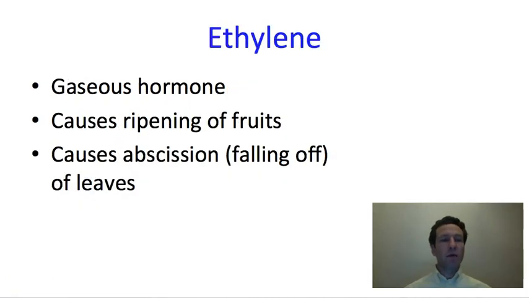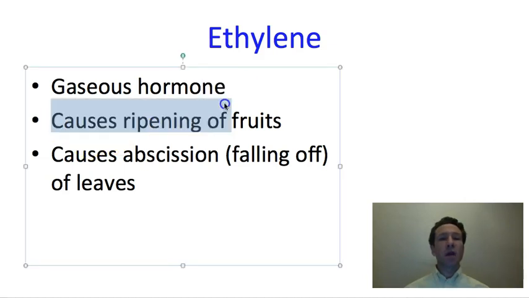And the last hormone that we are going to talk about is ethylene. Ethylene is a gaseous hormone, which is unlike all of the others. All of the others are particles that are going to be dissolved in water and will be able to move through the vascular system of the plants. Ethylene instead is a gas, and it gets released, and it spreads through the air like other gases.